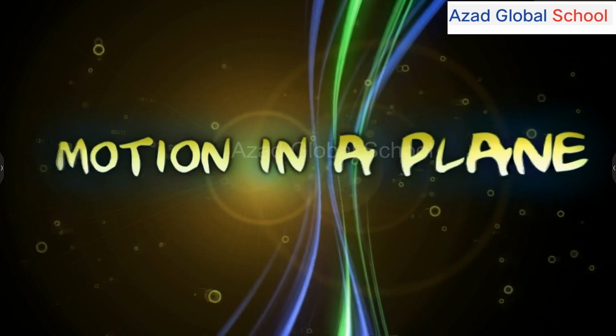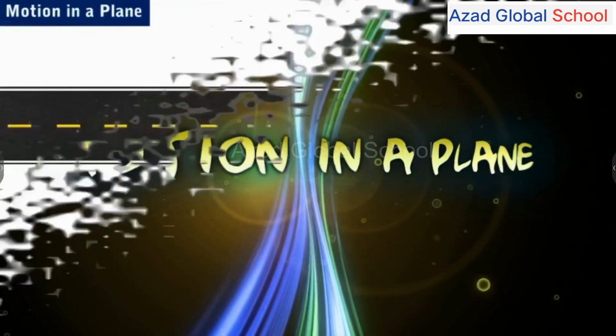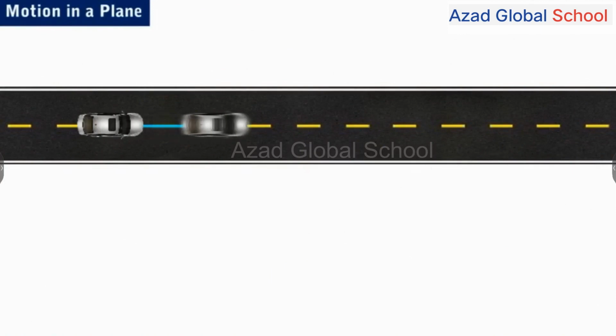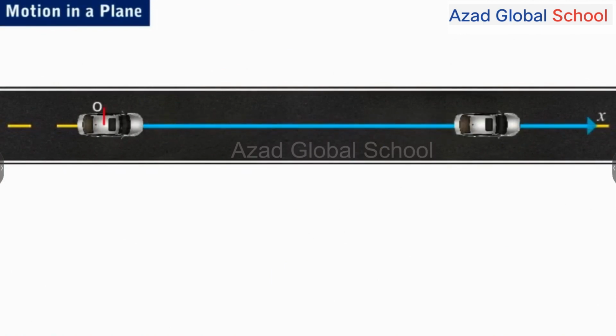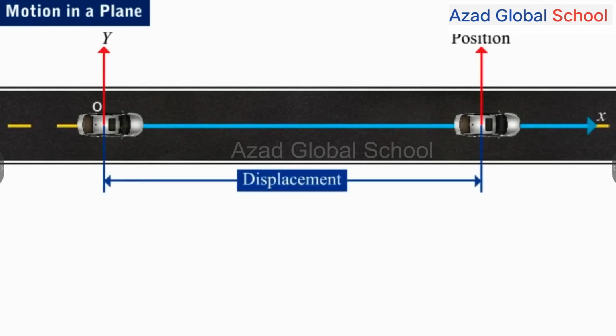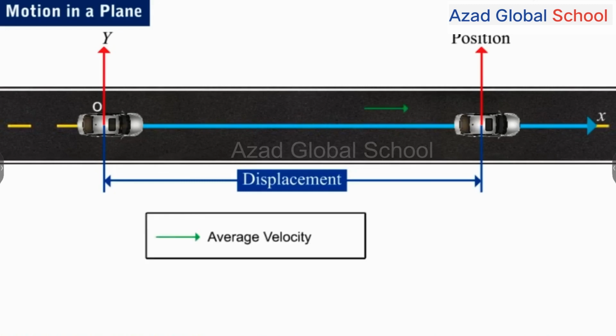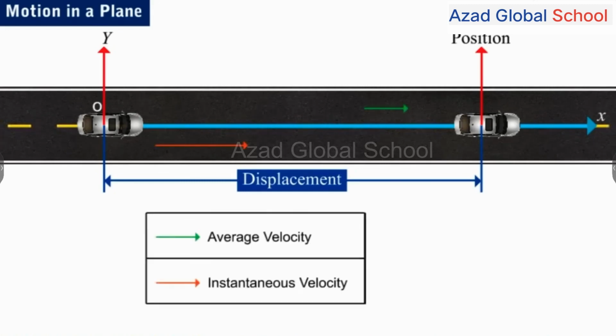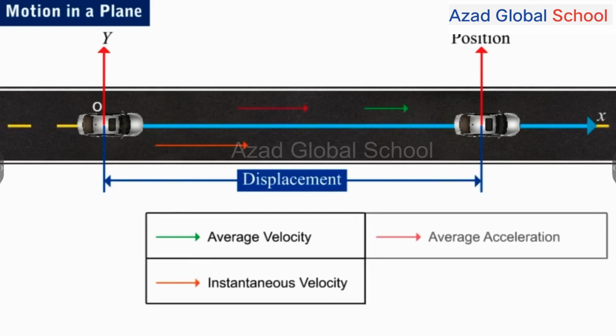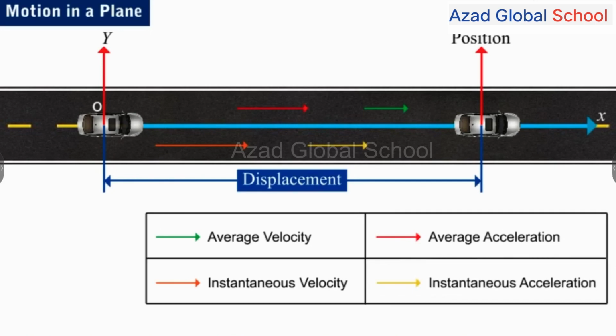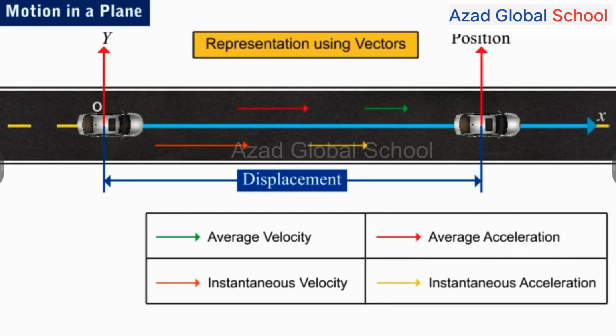About the motion in a plane. The description of motion of the body involves its position at any instant in time, its displacement, average velocity, instantaneous velocity or velocity, average acceleration, and instantaneous acceleration or acceleration. Let us learn how to represent these using vectors. First, let's start with the representation of the position of a body using vectors.